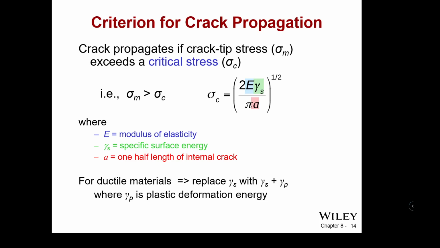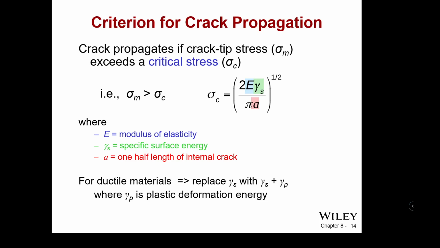So the criterion for crack propagation is that the crack propagates when the tip stress, sigma m, is greater than the critical stress, sigma c. The critical stress is defined by 2 times the modulus of elasticity, i.e. Young's modulus, times gamma s, the specific surface energy. That's different for all sorts of materials, depending on composition, depending on how it's doped or what materials are substituted, like we've seen in other areas, especially with all the substitutions that happen in ceramics.